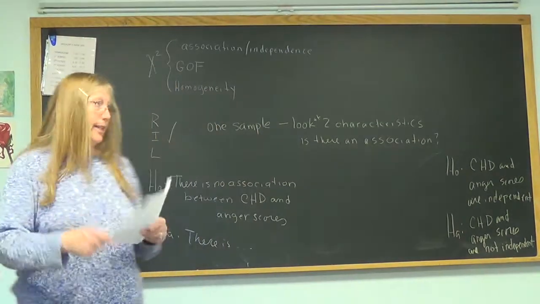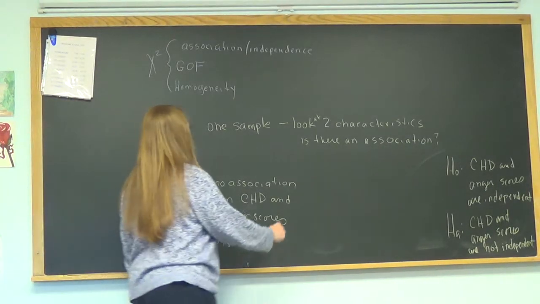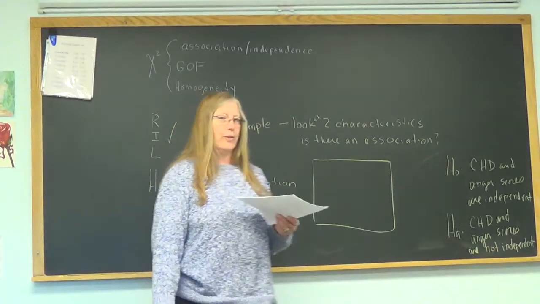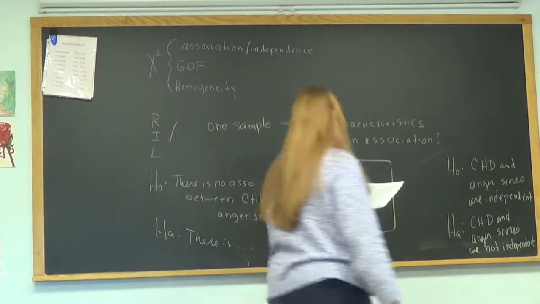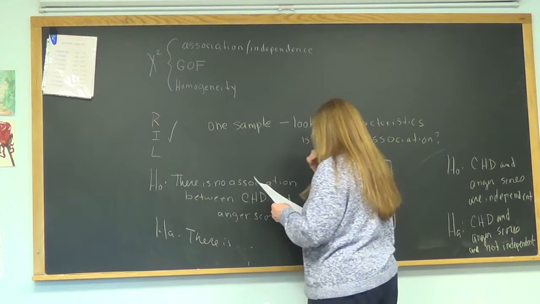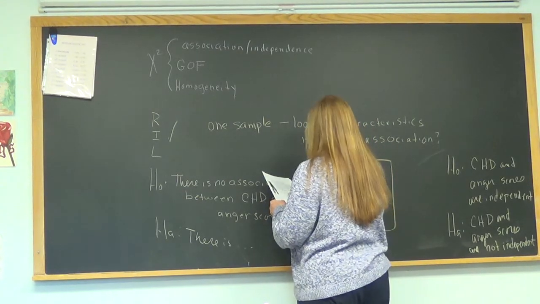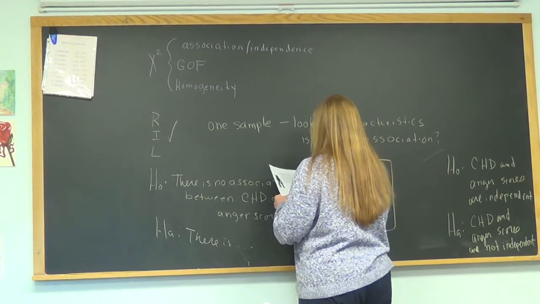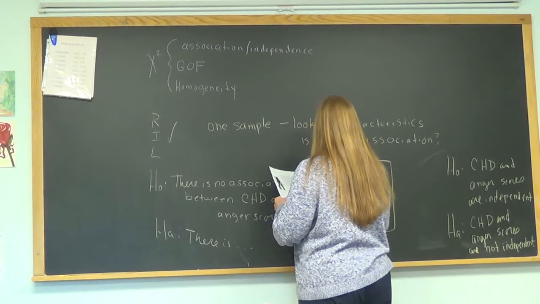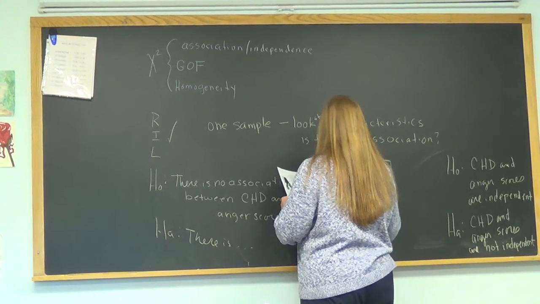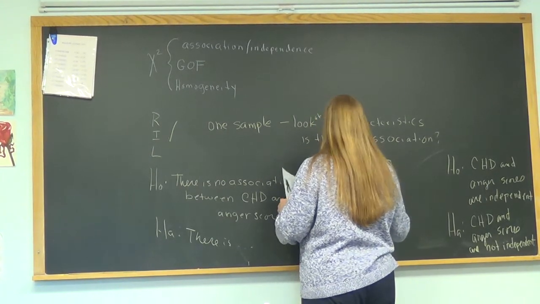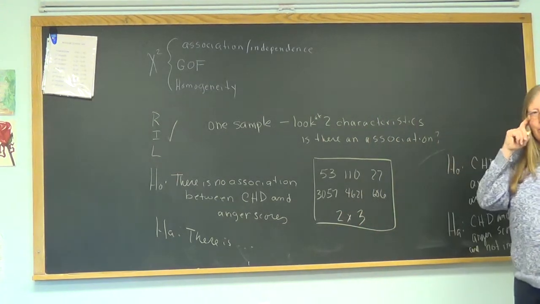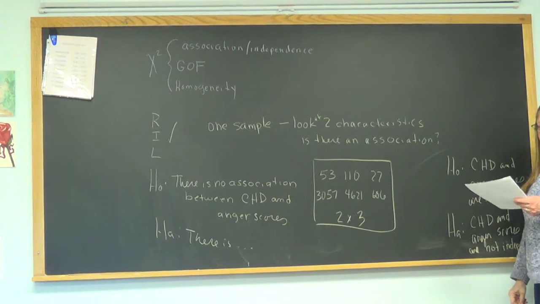So to do this test, open up your calculator and enter these values as you do for your homogeneity test. What size is this matrix, Kevin? It should be 2 by 3, 2 rows by 3 columns, to get the right number of spaces. Enter these numbers.